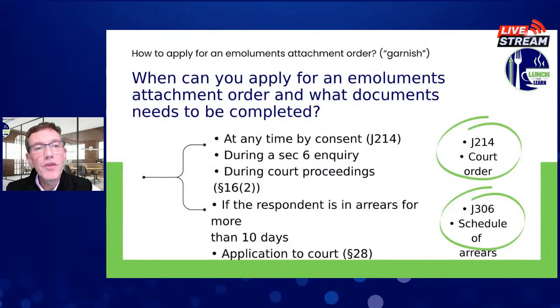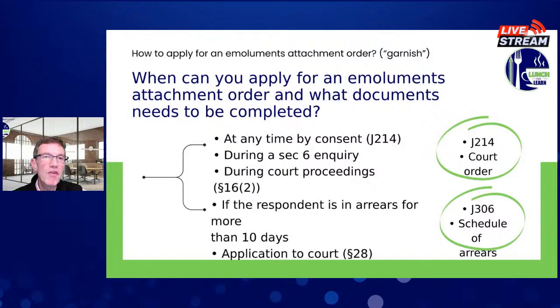So when can you apply for the emolument attachment order and what documents are needed? Like I said, at any time. If you have a consent order, then a J214 could be filled in. Now, the J214 is usually used when the parties agree to a maintenance amount out of court, when it's not necessary to have a Section 10 inquiry in court. You could use a J214 form as a consent form. In that consent form, the respondent can give permission that money be deducted from his wages.